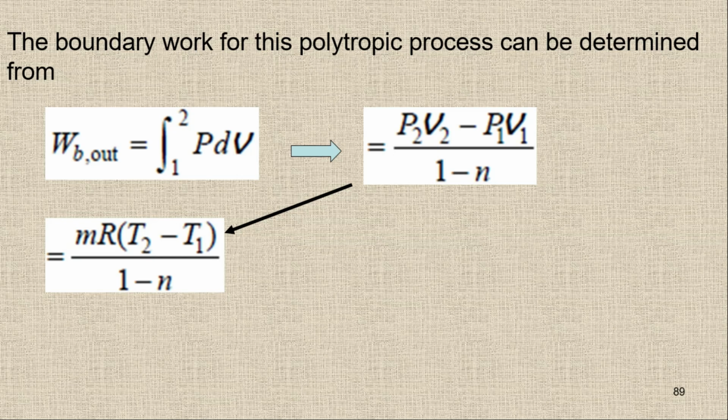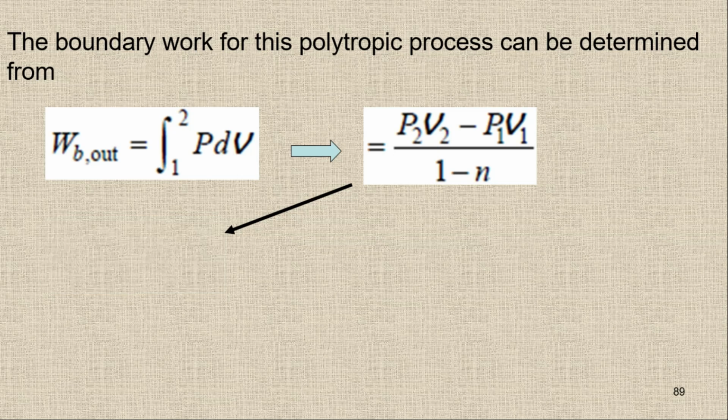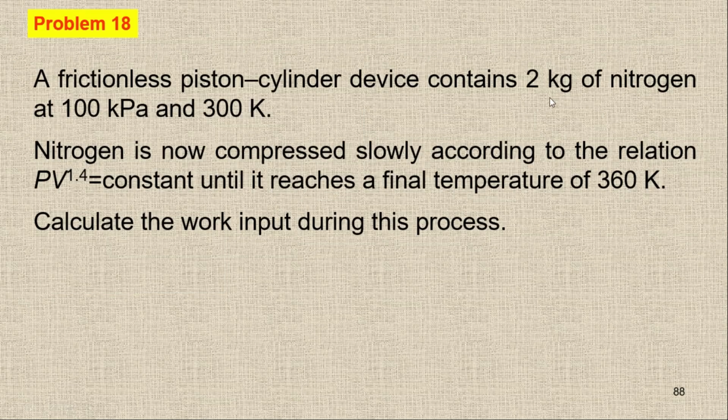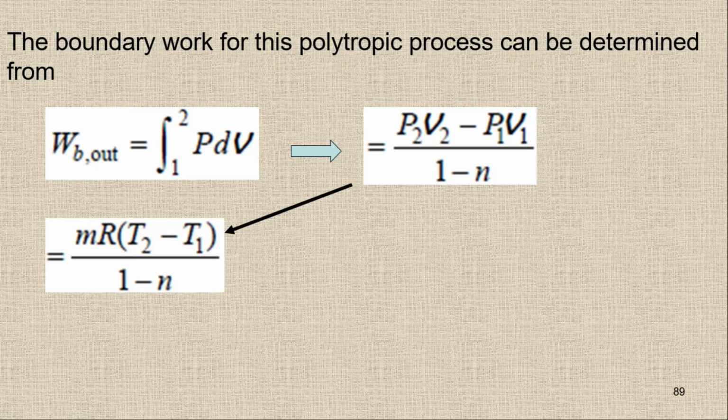So now, what is the value of m? m is basically, I think, 2 kg. Yeah, it's 2 kg. The T1 value is given, which is 300 Kelvin. The T2 value is given, which is 360 Kelvin. The value of n is given, which is 1.4. But what about the R value? We don't know the R value.